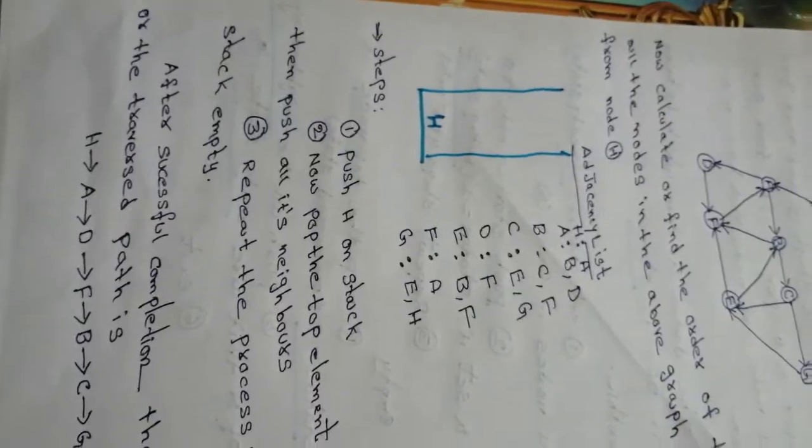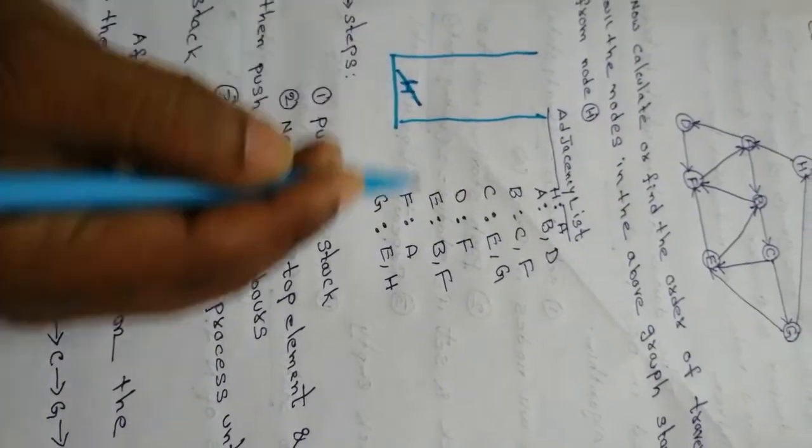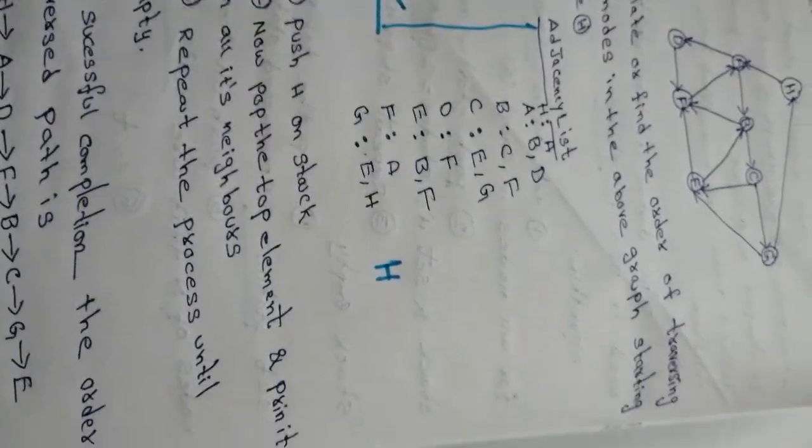So after pushing into the stack, it becomes a waiting state. After that, it becomes a processed state. Now pop the element from the stack. H is the popped element. Now what are the neighbors of H?